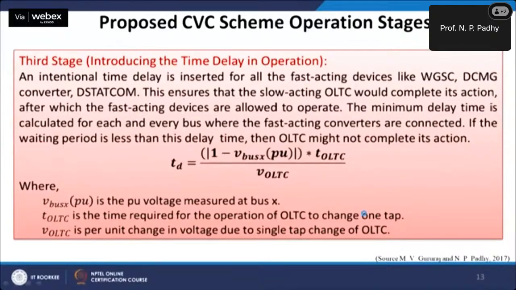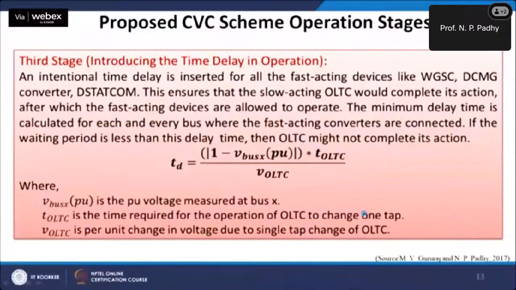So as we discussed earlier, when all those fast acting devices come into action, then the slow acting devices may not be able to contribute much. So please allow the slow devices like OLTC to act first, and then the fast devices can follow them, after which the fast acting devices are allowed to operate. The minimum delay time is calculated for each and every bus where the fast acting converters are connected. If the waiting period is less than this delay time, then the OLTC might not complete its action.